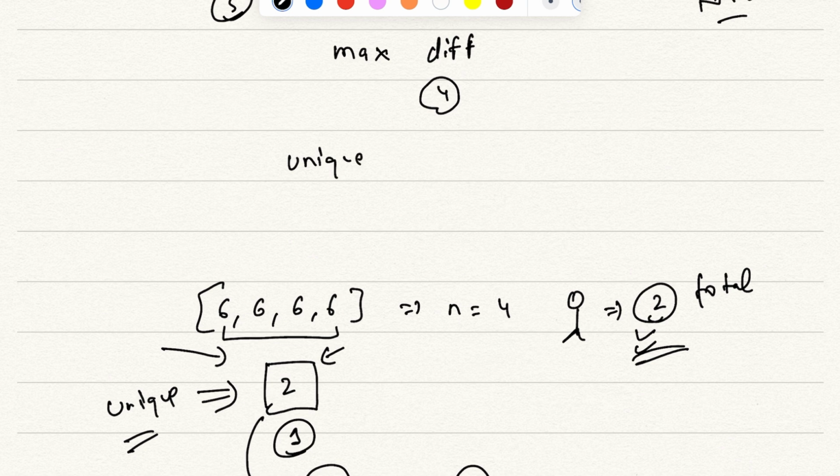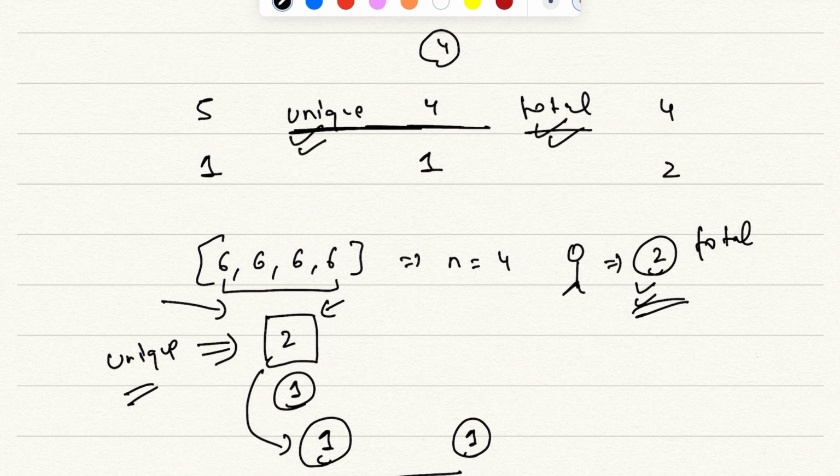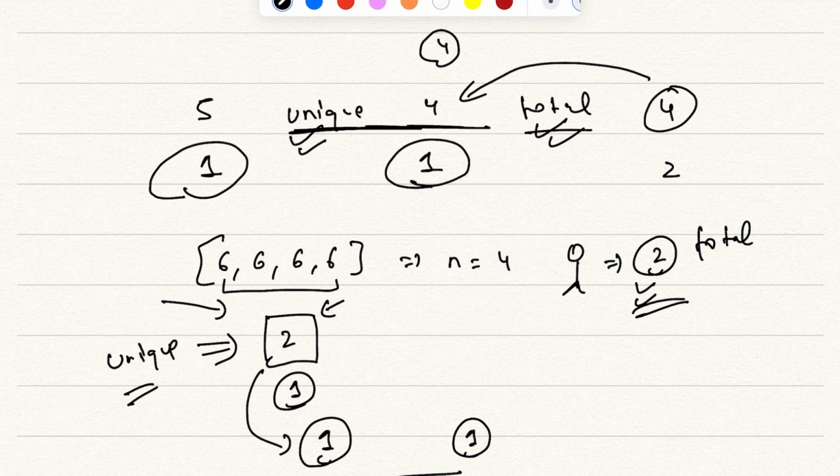We have unique and we have total. In this case, the total was 4 and the unique was 5. But in this case, the total was 2, but the unique was 1. Here, in this case, the upper one, the answer was 4. And in this case, the answer is 1. So you noticed one thing. Whatever the minimum we have from these two, that is going to be my answer. If 4 is minimum, then 4 is going to be my answer. If here 1 is minimum, then 1 is going to be my answer.